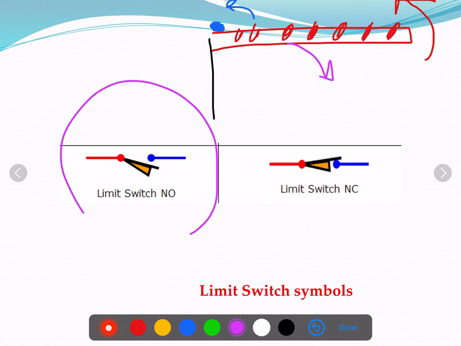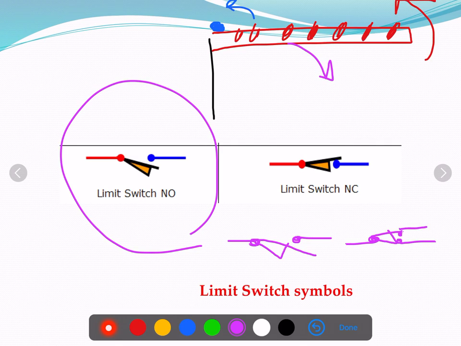Here is how we draw a normally open limit switch. We will need it, we will be drawing it in a circuit. It's like that, normally open, and the normally closed one is like that. It has to be closed here. My stylus is not a very good one.